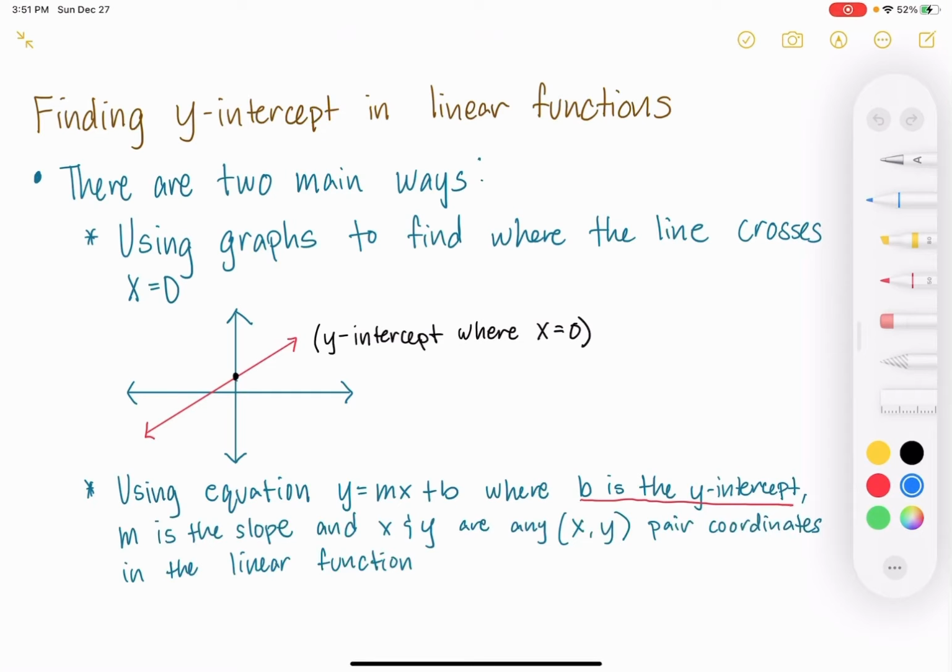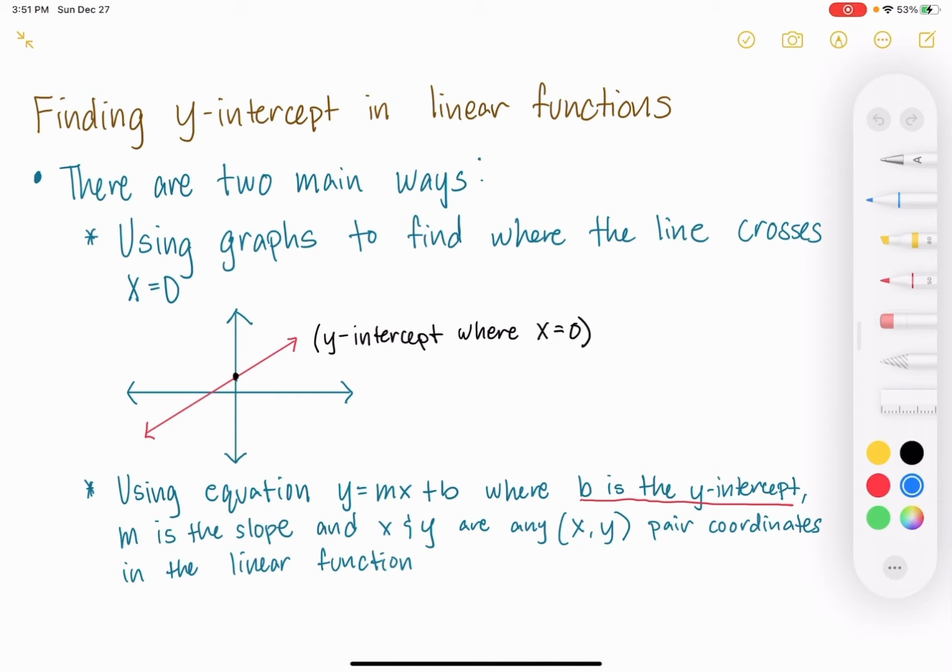Hi everybody, today's video is finding the y-intercept of a linear function. There are two main ways to find the y-intercept of a linear function. The first way is using graphs to find where the line crosses x equal to 0. Every time the line crosses x equal to 0, that's our y-intercept. The y value of a pair where x is equal to 0 is the y-intercept.